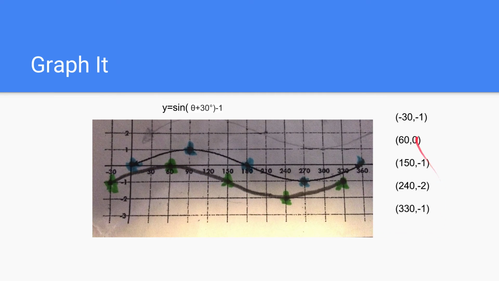So all you needed to do was plot every single one of these 5 points and then draw a line between them all. And look at that. You've just graphed a new sine function.